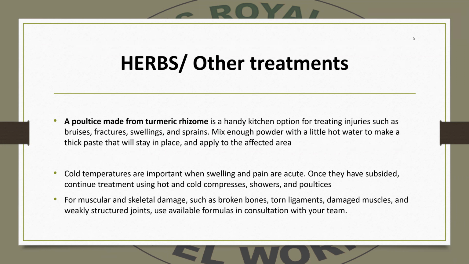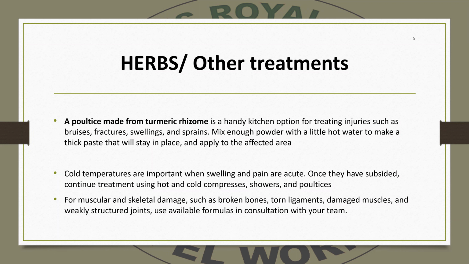There are also herbs that are very helpful in skeletal conditions. You can make a poultice from turmeric. These work very well. You can also use comfrey in case of bruises, fractures, and swellings. And then cold temperatures also, like for those students that have gone up to the diploma and are concluding, they understand exactly that cold temperatures are very good, especially for swellings and also acute pain.